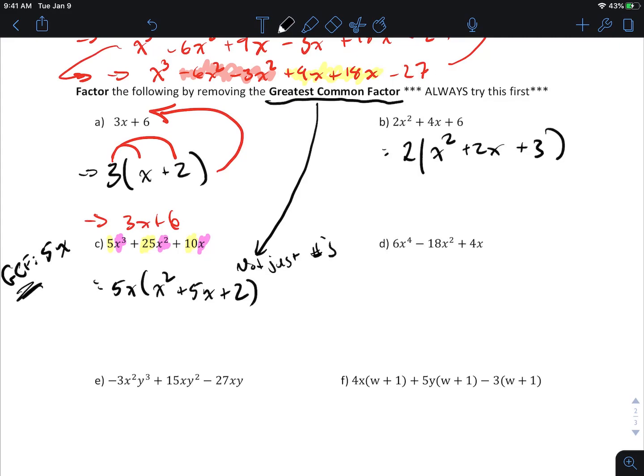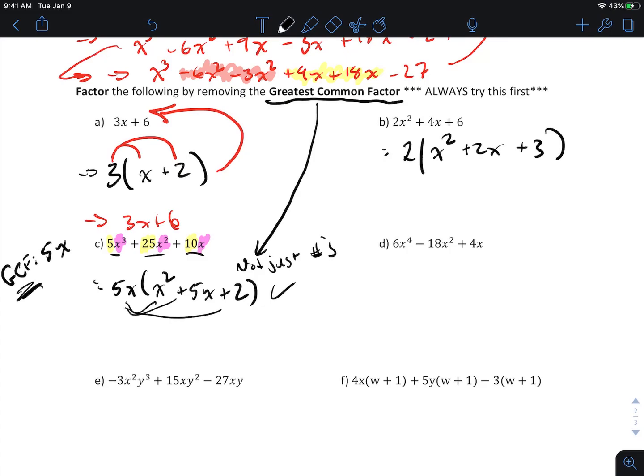Everybody okay? Yeah, that's just what's left. So if I look at that again, I can go, okay, 5x times x squared is going to be 5x cubed. That's the original. 5x times 5x is going to be 25x squared. And 5x times 2 is going to be the 10x. So then I know I'm good, right? Go move on.